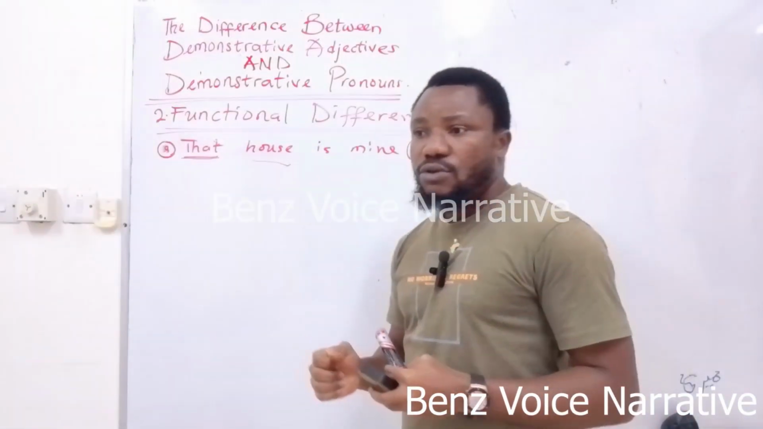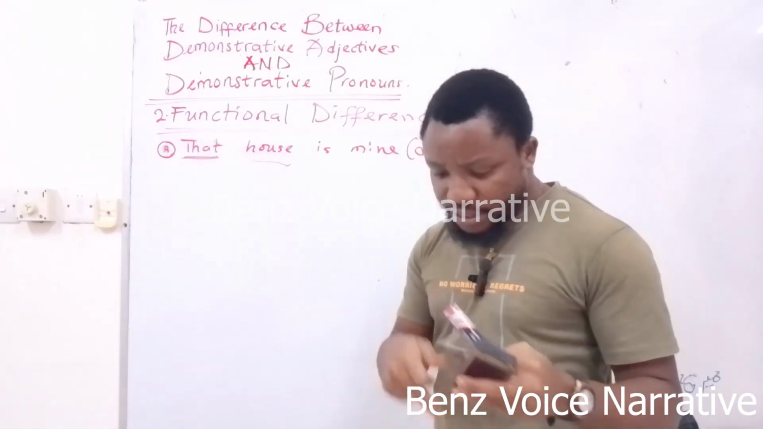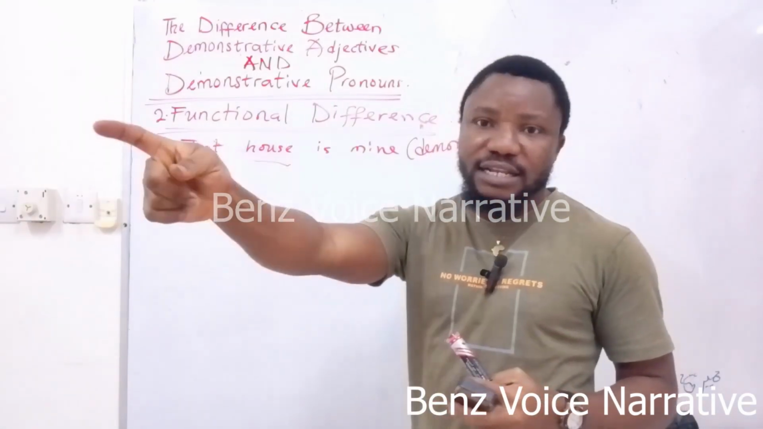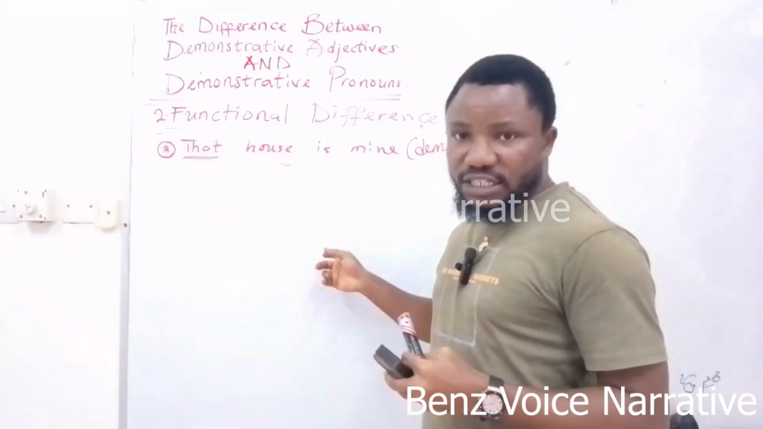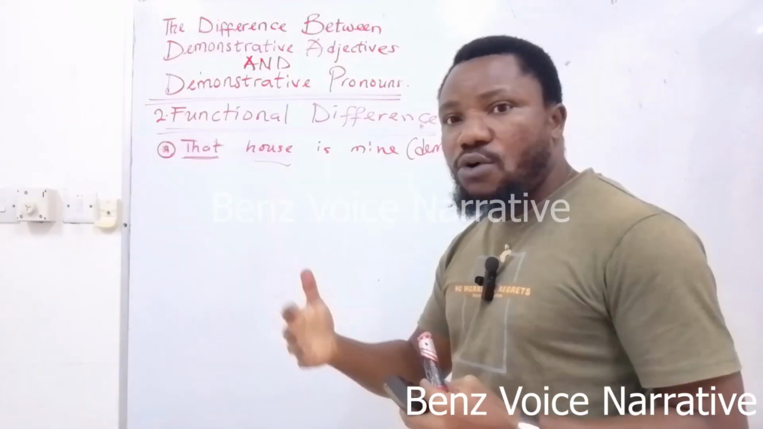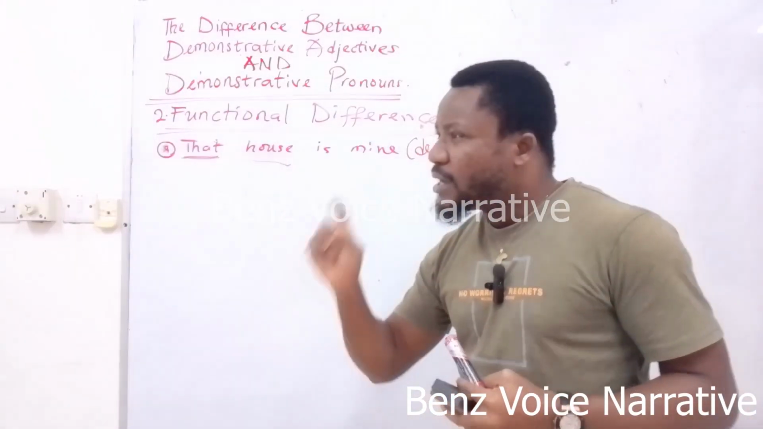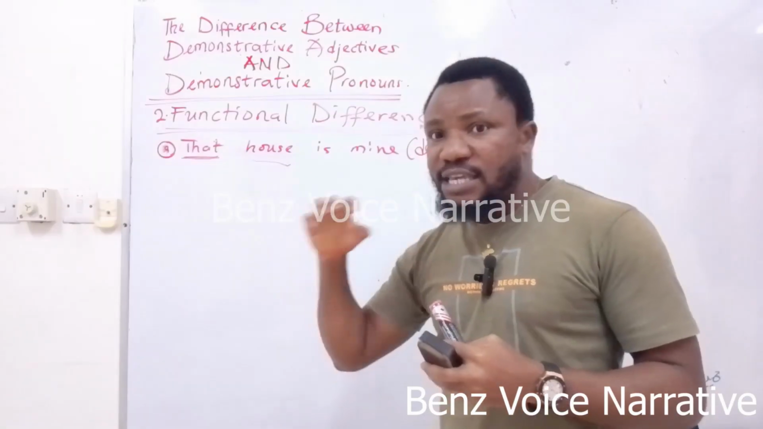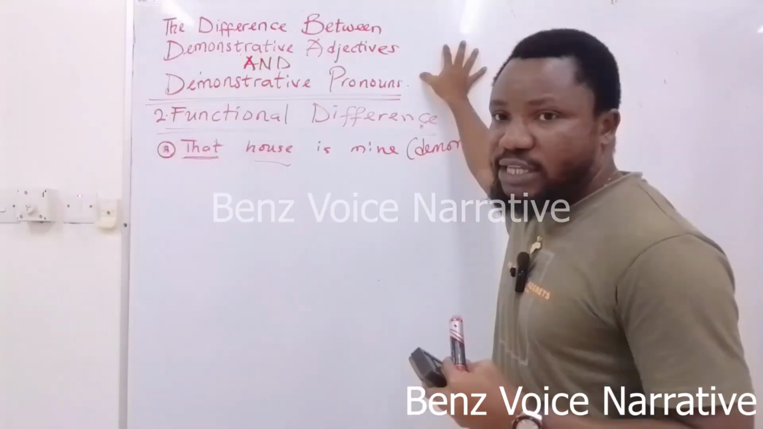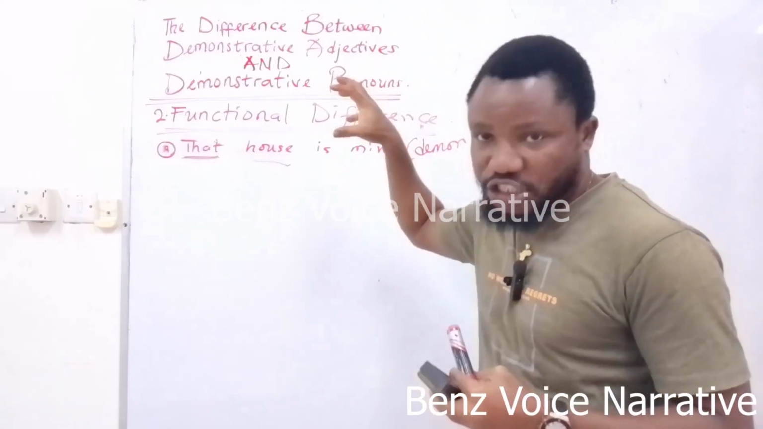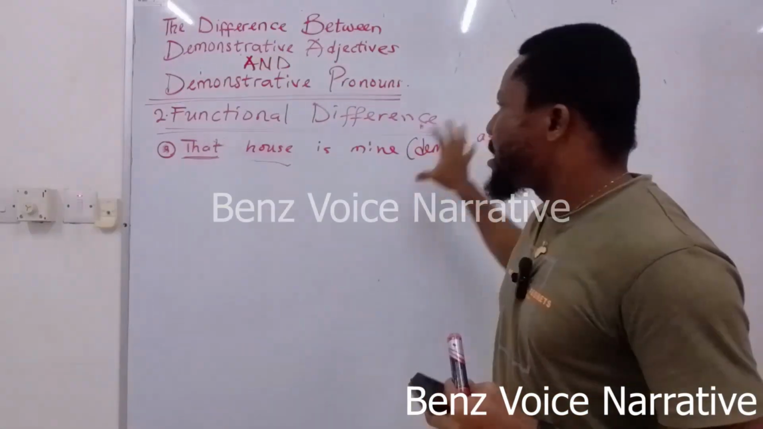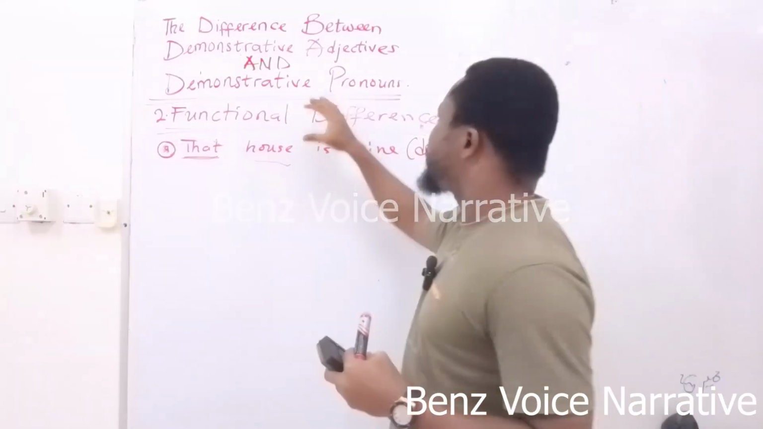That house. Which boy are you talking about? I mean, this boy, not that one, this one. Which boy? Which classroom? That classroom. Which board? This board. Which girls? Those girls. So when you ask the question which, the demonstrative that answers that question is a demonstrative adjective. Which are you talking about? That. So that is that about the function of demonstrative adjectives.